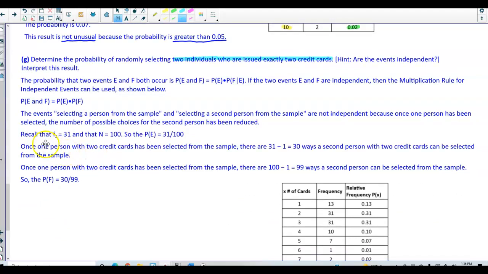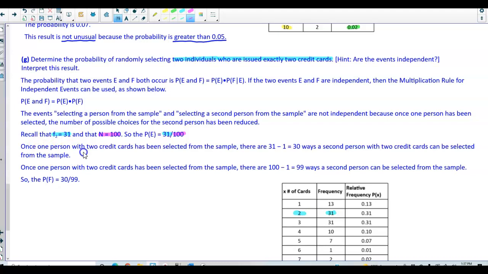So recall that the 2 individuals are issued exactly 2 credit cards. Well, here is the value of exactly 2. So what is the frequency of that? Well, the frequency is 31. So that means that the frequency of exactly 2 is 31 out of how many are in our sample size? Well, the population size is 100. So the probability of E is going to be 31 over 100.